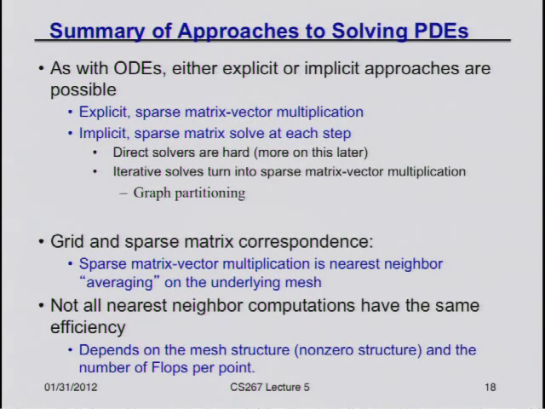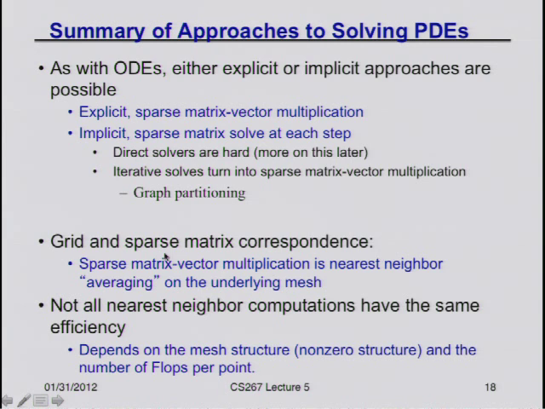Okay. So here is a summary of what we've talked about so far. Just like with ODEs, there are 2 classes of approaches. Explicit methods, which are basically a sparse matrix-vector multiply every step, and there's graph partitioning and all that kind of stuff. And then you have implicit approaches, where at every step you have to solve a sparse system of linear equations. And that lets you take larger time steps and still get the right answer.